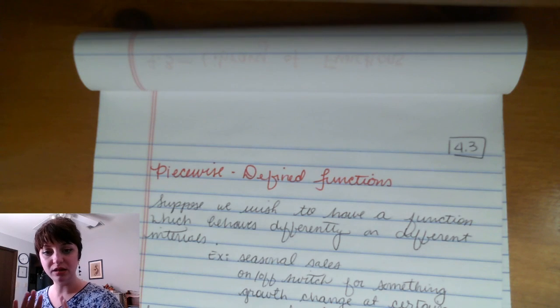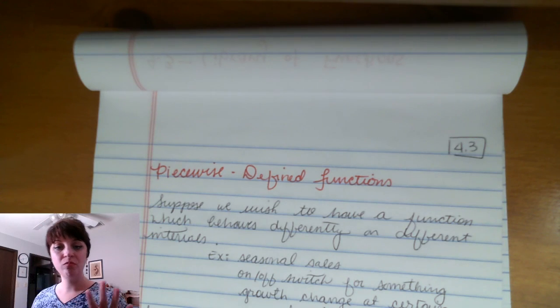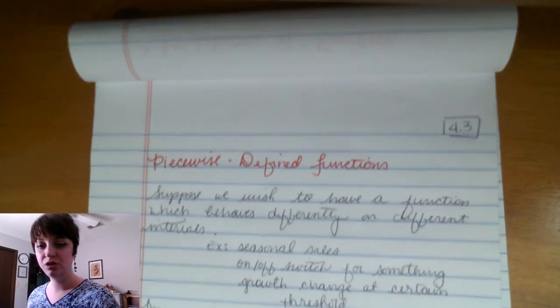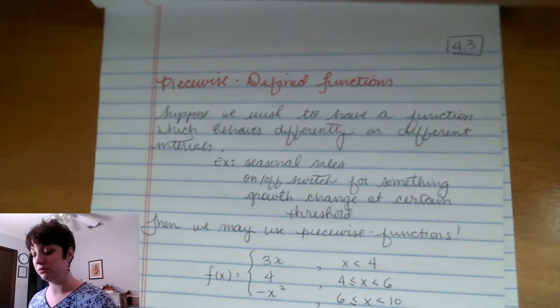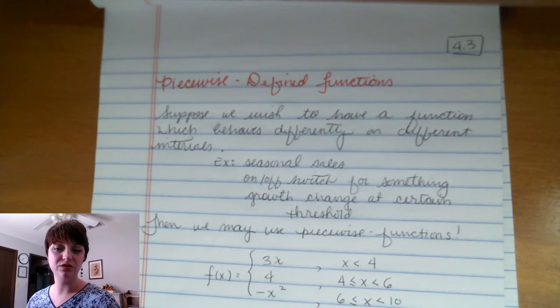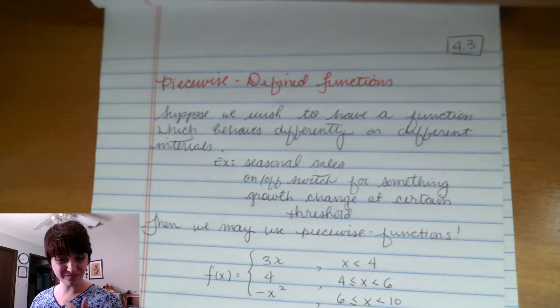Now the second thing that's in 4.3, which kind of feels like it's out of the blue, is piecewise defined functions. So I've written a little bit here, and I'll just read through it with you guys and expand on it a little bit. If you want to have a function that behaves differently on different intervals, you might want to use a piecewise function. So when would you want to use this?